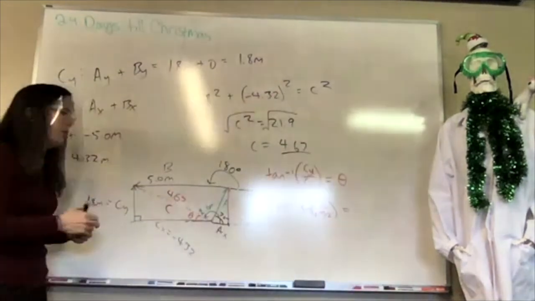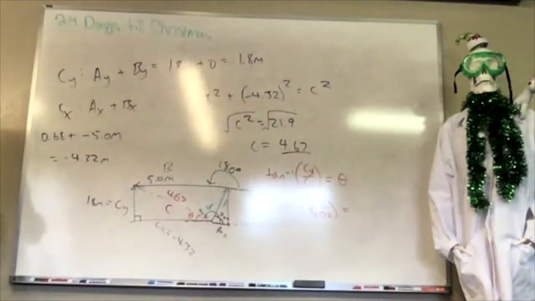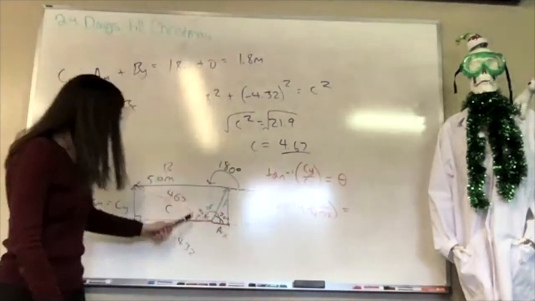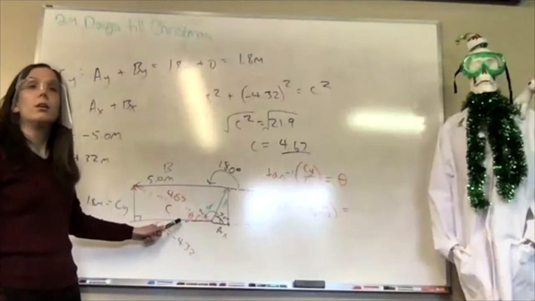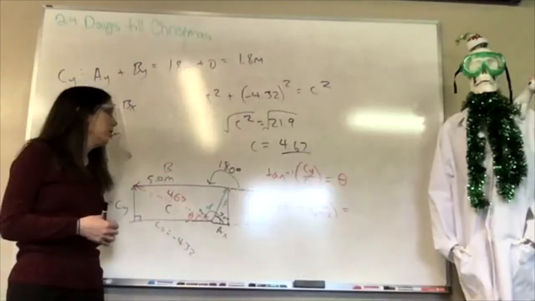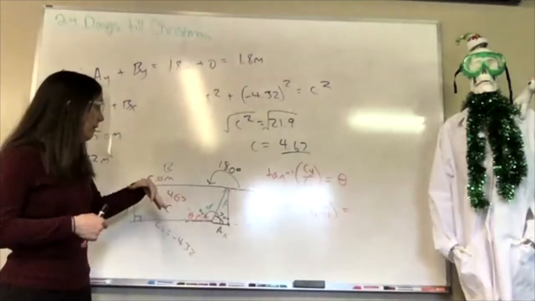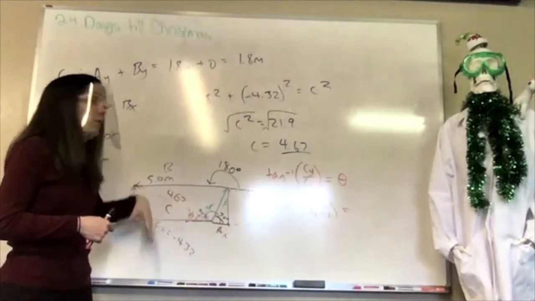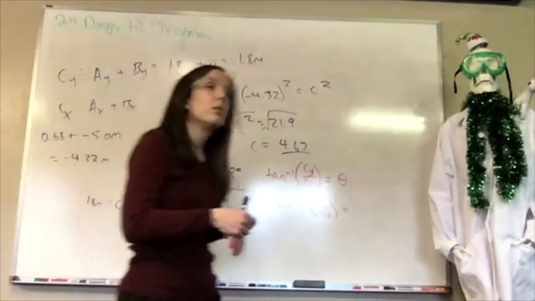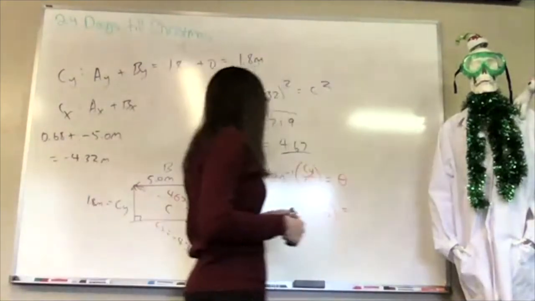So you with me on this part? Wait, what is that for? Oh, inverse tangent gives you the angle of theta right here. So you have to find the hypotenuse and the angle? Yes, they ask for displacement. Displacement, you have to find distance and direction. Oh, why is it not negative 4.32?